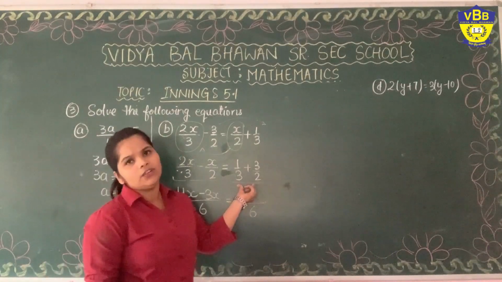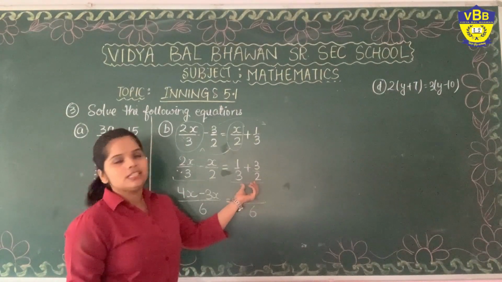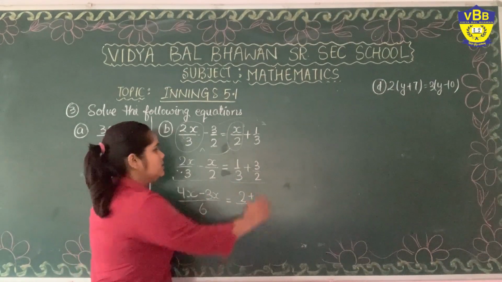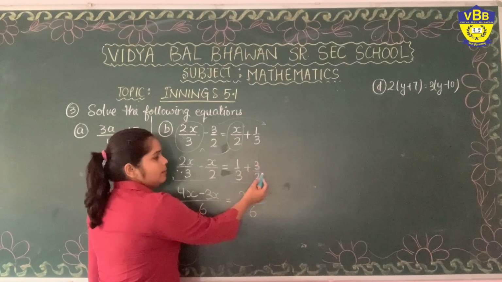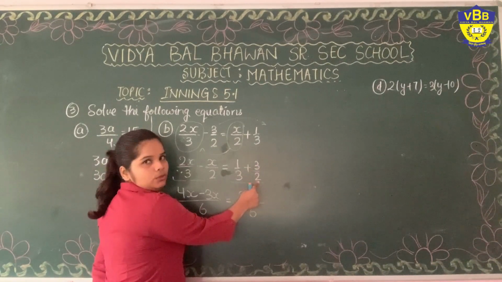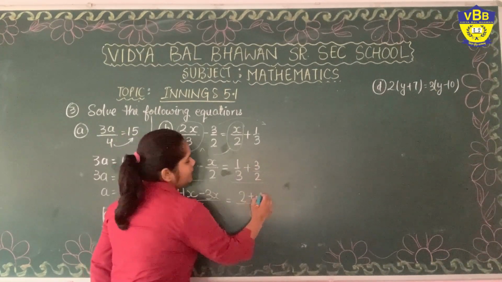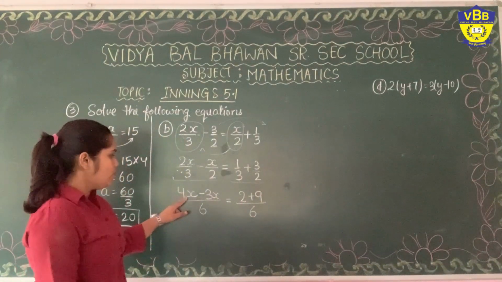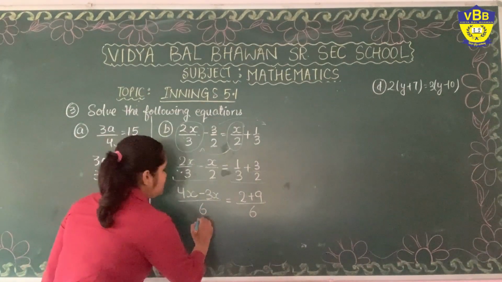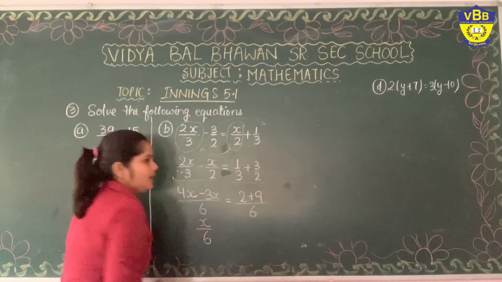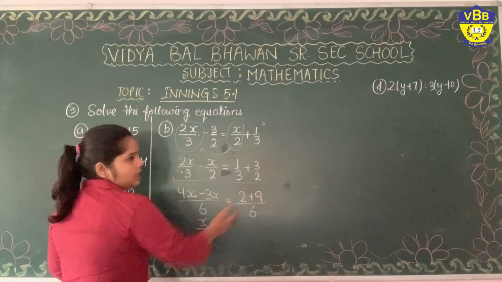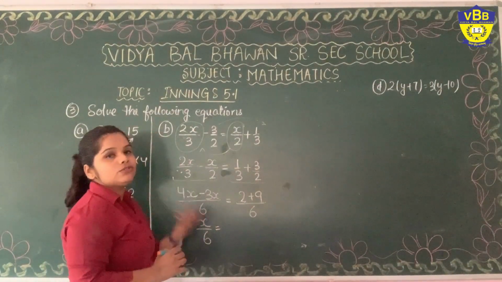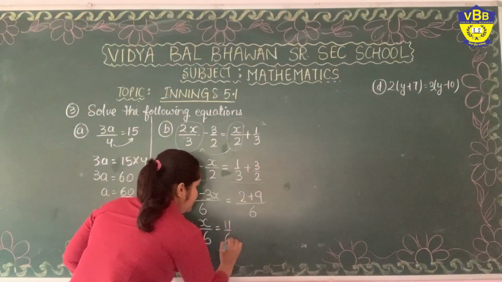Basically, we are adding the fractions by taking the LCM of the denominators and making them the same, making them like fractions. So it will be now 3 multiplied by 3, because if you want to make 2 as 6, you will multiply it by 3. 3 threes are 9. Simplify it. 4x minus 3x means simply x divided by 6. Here on the other side, 9 plus 2 is equal to 11. 11 by 6.